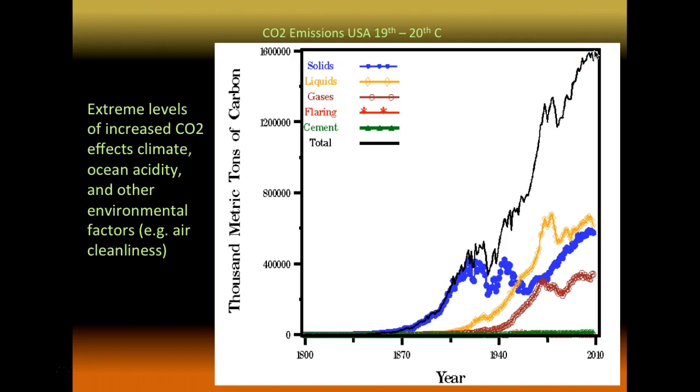Scientists, and I'm sure you can find people who disagree with this, but scientists would say that the increased carbon dioxide affects the climate, affects the ocean acidity, how acidic the ocean is, which if that changes too much, fish die, and other environmental factors like the cleanliness of the air, the oxygen that we breathe, etc.